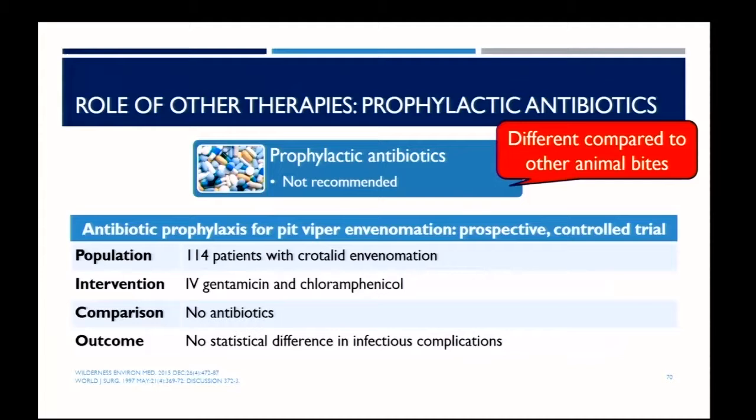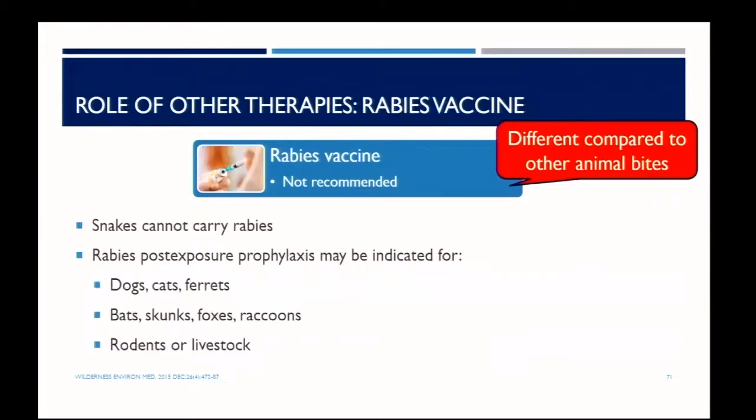So just to dive a little bit more into the prophylactic antibiotics, since this is a difference compared to other animal bites that we think about, there was actually a trial that looked at 114 patients that gave IV antibiotics and compared that to patients who received no antibiotics, and found that there was no statistical difference in infectious complications like abscess formation or skin soft tissue infections. And then rabies vaccine, snakes can't actually carry rabies since they are not mammals. So rabies post-exposure prophylaxis may be indicated for things like dogs, cats, raccoons, or rodents.